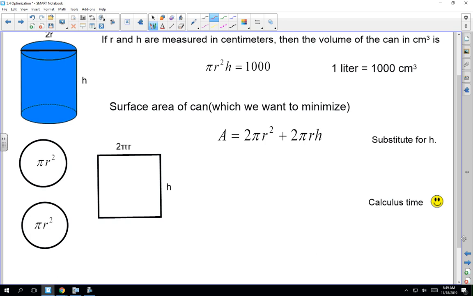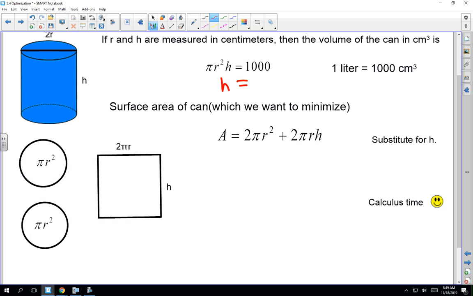So somewhere in here, I'll give you the hints. We're going to substitute for h. In this case, it's probably easiest to just solve for h. I don't really want to solve for r. Plug it in for h. It'd be easier to solve for h. Plug it in. So solving for h looks like this.